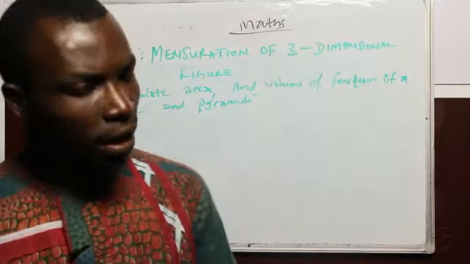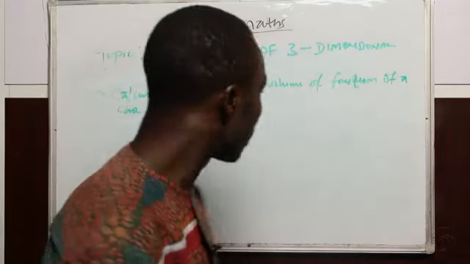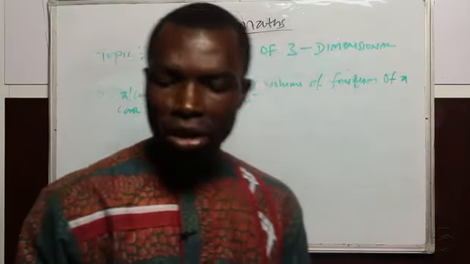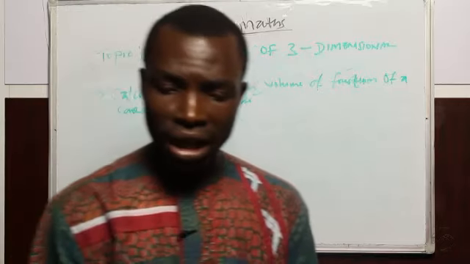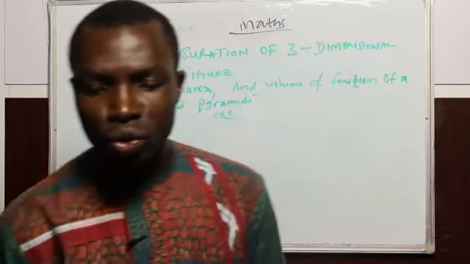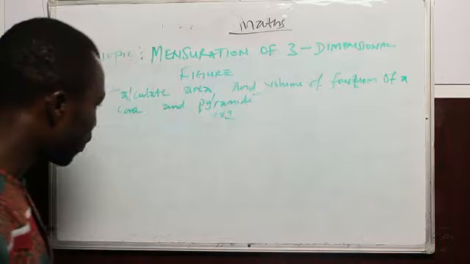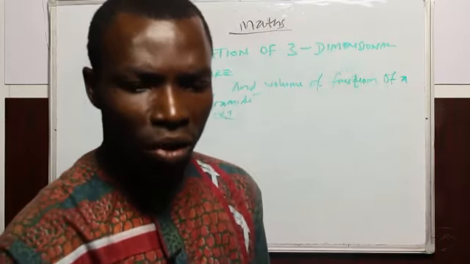Now, let's take an example. Example 1. A right pyramid consists of a square base of side 13 centimeters and 4 isosceles triangles whose slant sides are 27 centimeters each. Calculate its volume. This question is very technical. We have to first know the shape of a pyramid before we start to solve the question.